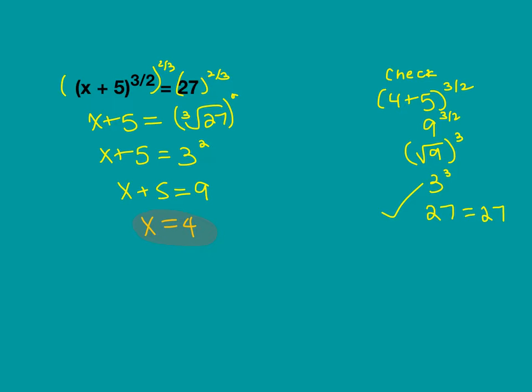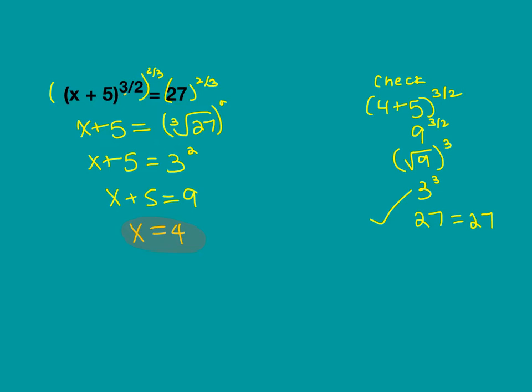But before you go to do any of that, you actually want to get rid of that exponent. The way you get rid of the exponent is to raise it to its reciprocal power. So I'd raise it to 2/3 on both sides. It's going to cancel this one here. And then I'd get 27 to the 2/3.